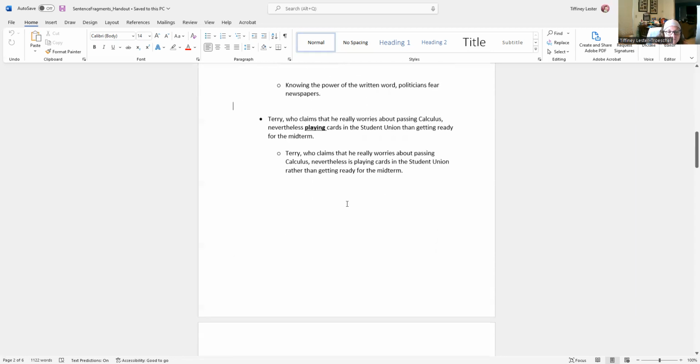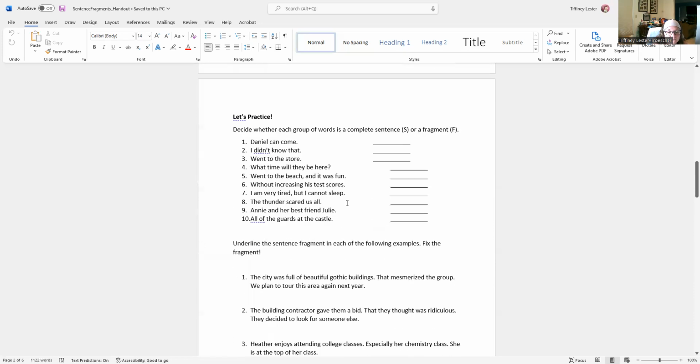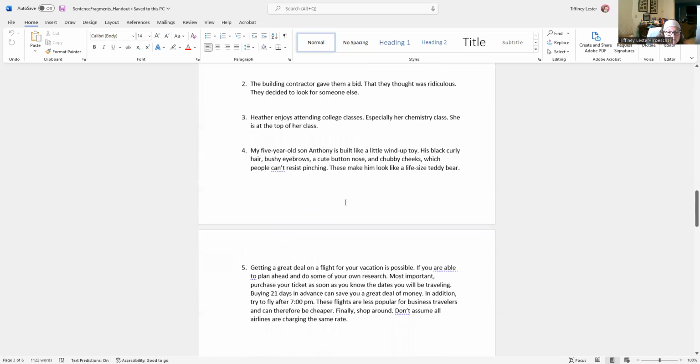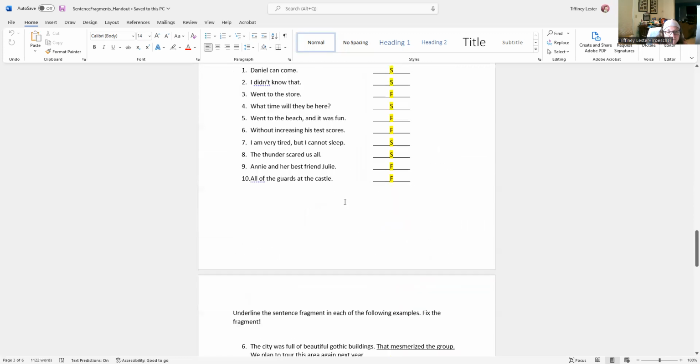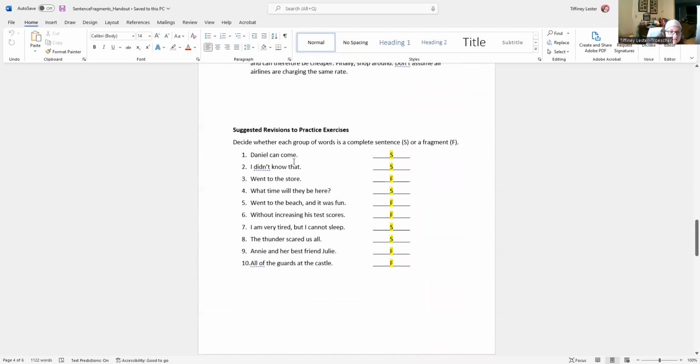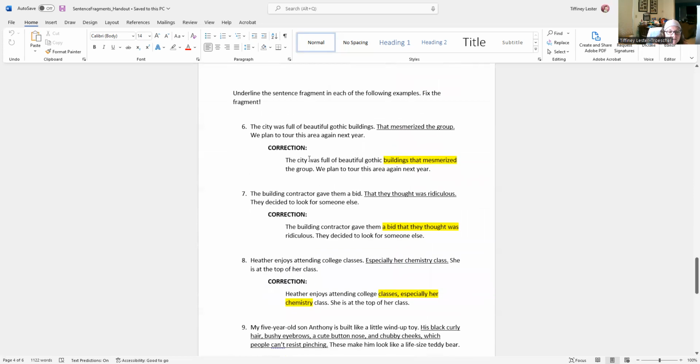All right. There is some practice in here. I'm going to go down to actually where I've answered them. You can look here at these. These are just identifying, is it a fragment or is it a complete sentence? And then we have some examples of groups of sentences with a fragment and how to identify it and correct it.